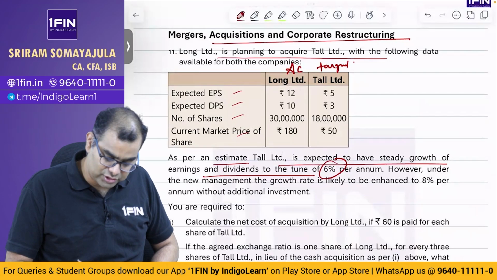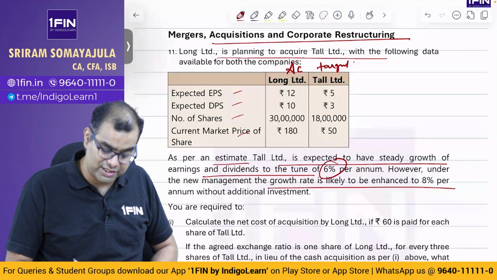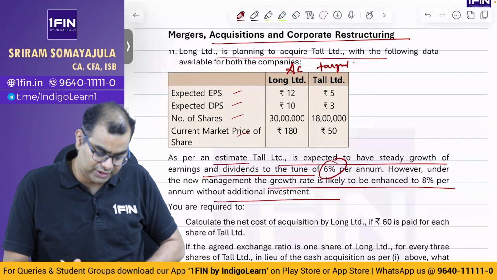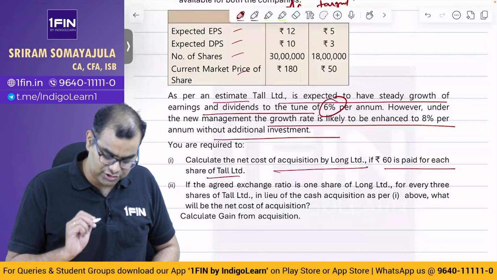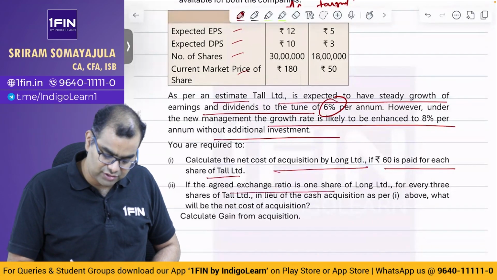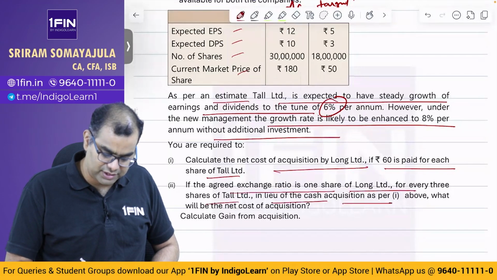However, under the new management, the growth rate is likely to be enhanced to 8% without any additional investment. Okay, no problem. You are required to calculate the net cost of acquisition by Long if 60 is paid for each share of Tall. This is the first one. If the agreed exchange ratio is 1 share of Long for every 3 shares of Tall in lieu of cash acquisition as per 1 above, what would be the net cost of acquisition?